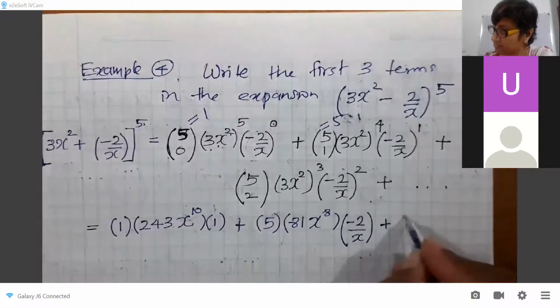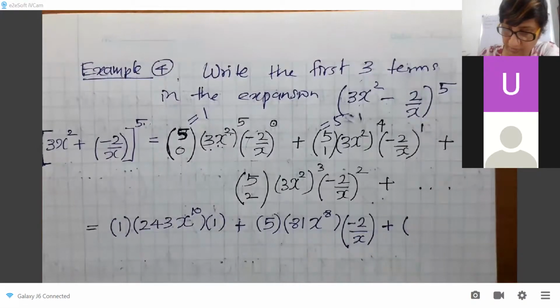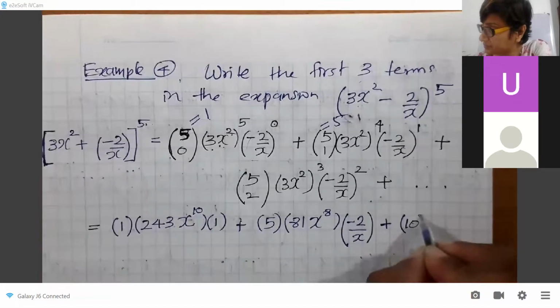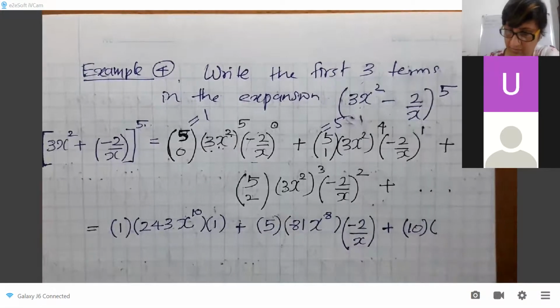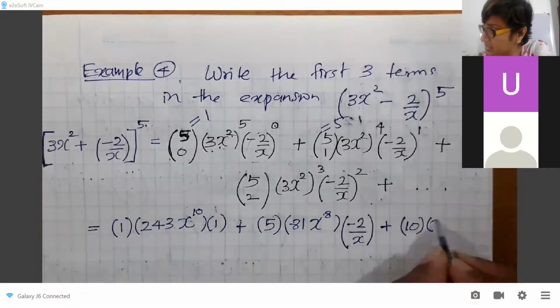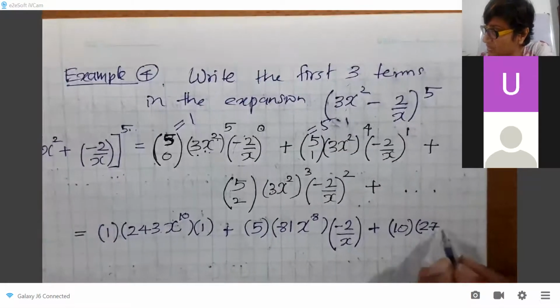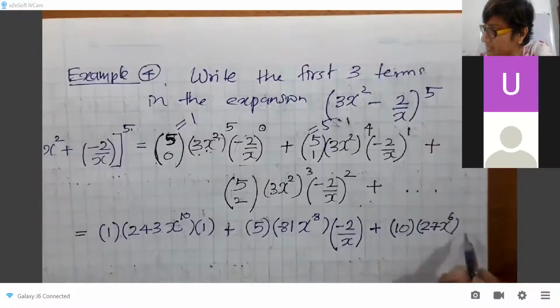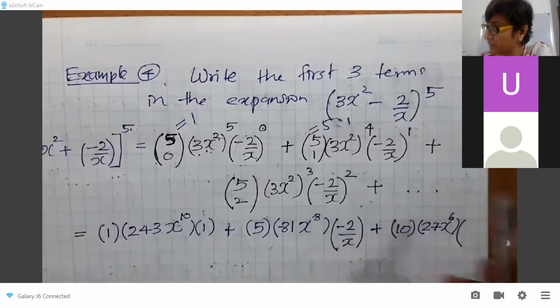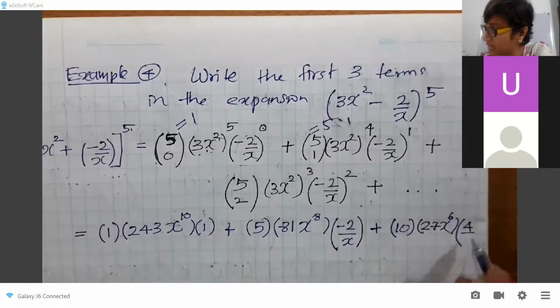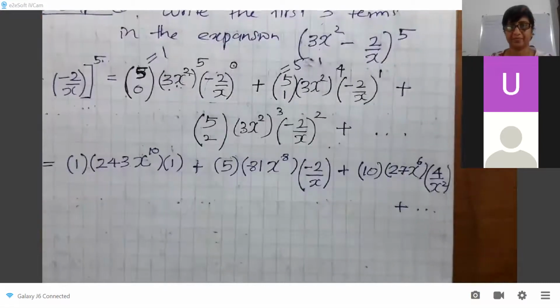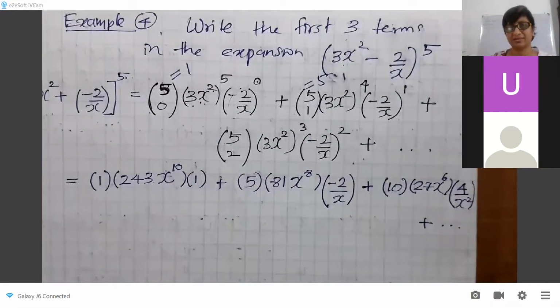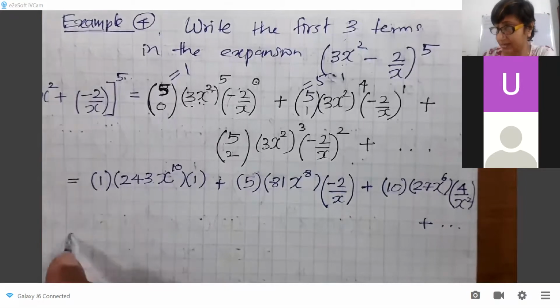Plus 5 choose 2. What is 5 choose 2? 5 choose 2 is 10. 3 cubed is 27, x to the power of 6, minus 2 squared is 4 over x squared. Plus dot dot dot. Just do it very carefully without making any mistake like I did over there.